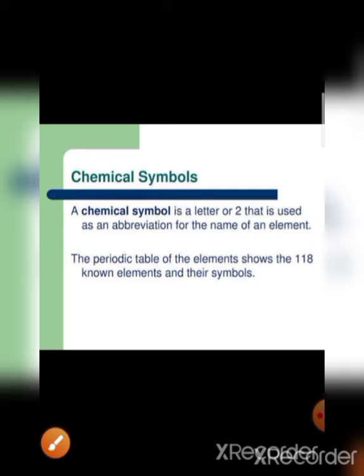A chemical symbol is a letter. So we are talking about the single letter elements mostly: hydrogen H, oxygen O, boron B, nitrogen N, fluorine F, iodine I, and so on. There are some elements which have two letters. Now we will talk about those elements which have a two letter abbreviation.